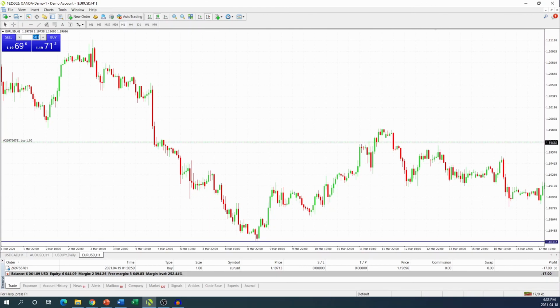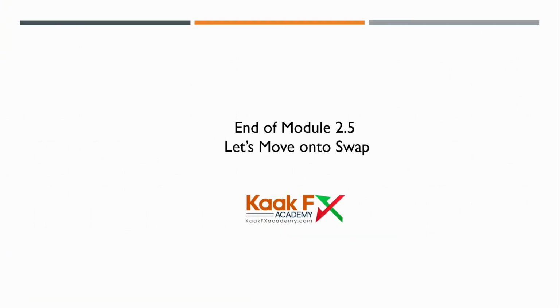We could still enter one more standard lot trade according to the margin that is available, because for one standard lot, we're only using 2,394.26. Remember, this is a 50-to-1 leverage level account. Okay, that's how MT4 shows you the margin levels. We are at the end of module 2.5, what is margin? Let's move on and have a quick look at swap next.